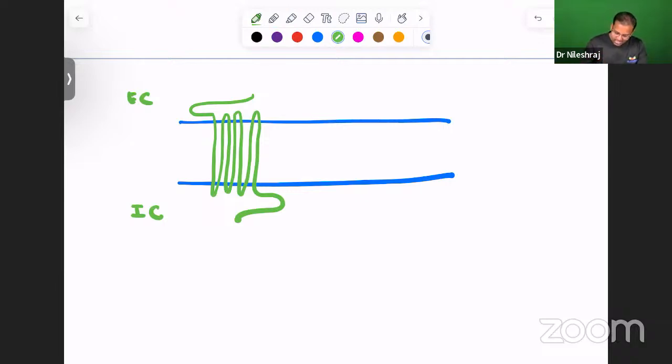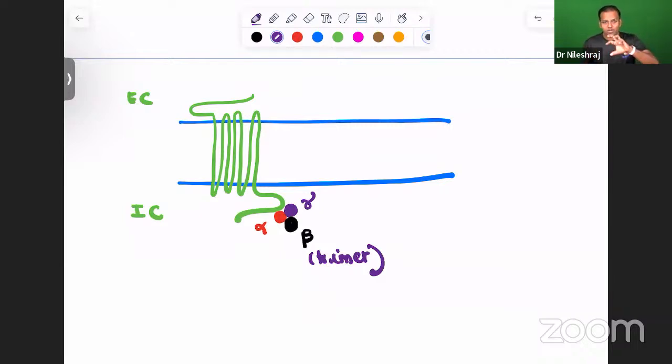On the intracellular area, this receptor is bound with 3 different proteins. The first one is called alpha, this is called beta, whereas this is called gamma. This is what we call the alpha, beta, gamma trimer. These 3 molecules together are called G proteins.